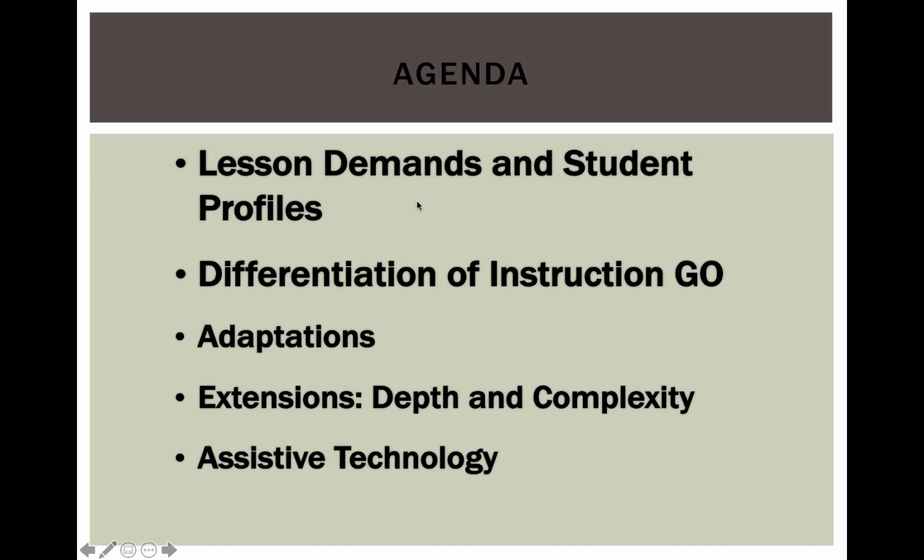Then we're going to go over the umbrella of adaptations. We are going to cover extensions for students who are gifted and/or high achieving a little bit, but I have a separate video linked into our Canvas, and I'll show you where it is. So you can go ahead and watch it if you're interested in finding more information for supporting that student population. And then we will end today with assistive technology.